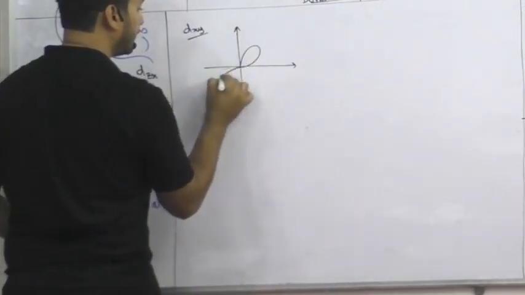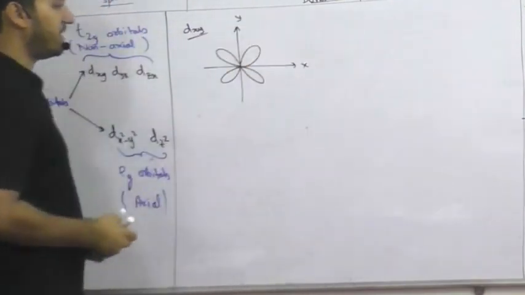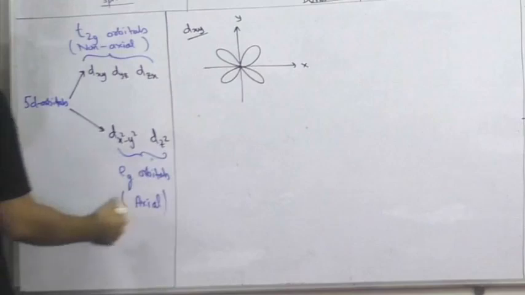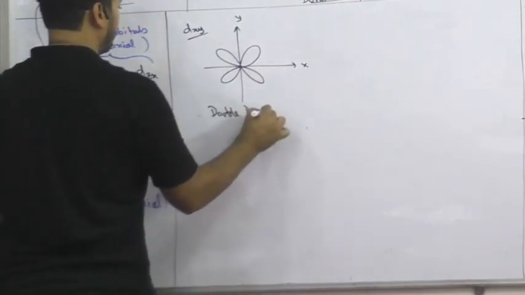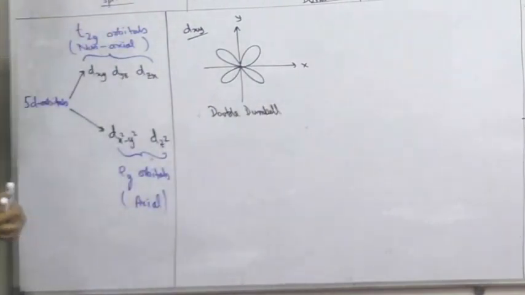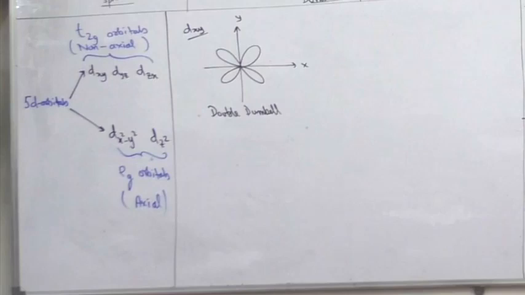dxy looks like this. X axis, y axis. This shape is what we call a double dumbbell. dxy has a double dumbbell shape. There are 4 lobes and they are present in the xy plane. This dxy orbital is present in the xy plane and the lobes are oriented 45 degrees to the x and y axis. The lobes are between the axis. That's why we call them what? Non-axial. Right?